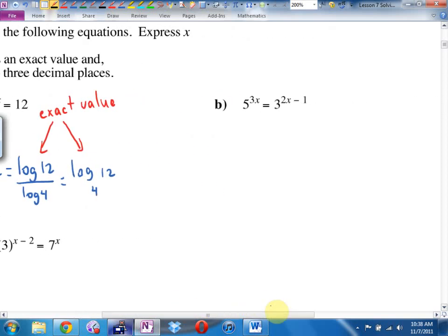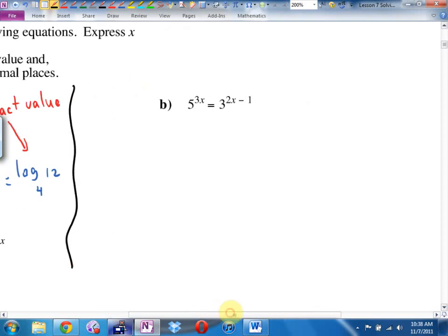B has two different bases, each with different x's. See it? What kind of an equation is this, Carson? Exponential. How do I know it's an exponential? Because where is the x sitting? Exponent. By the end of the year, you're going to have half a dozen equations, so you have to be able to figure out what type it is to know your strategy. This is an exponential because the x is an exponent. How am I going to solve this? One step, first thing, log both sides.